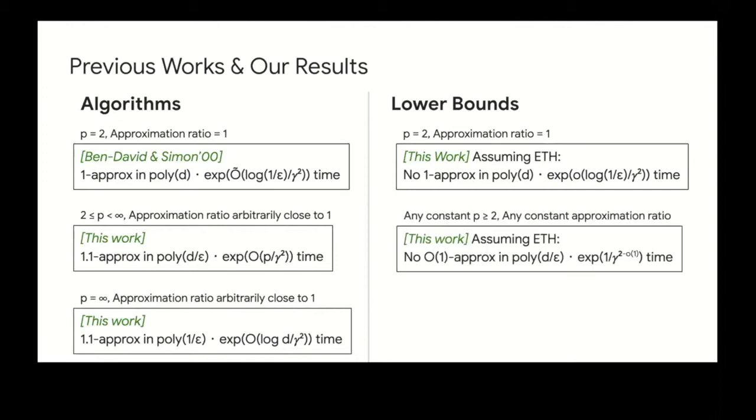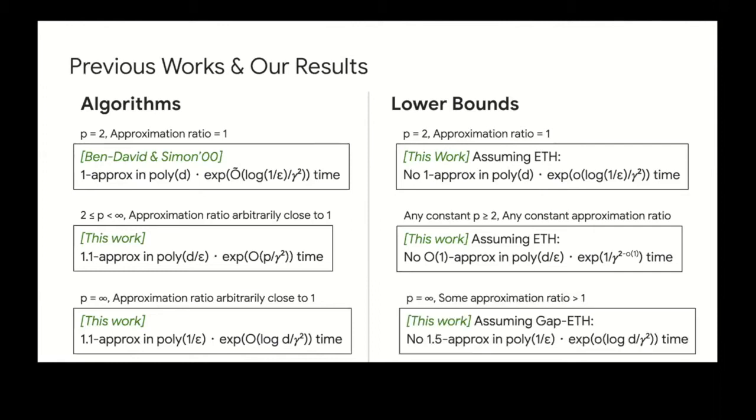In the second case, where P is a constant greater than or equal to 2, and we allow any constant approximation ratio, we show that this exponential in 1 over gamma square cannot be significantly sped up. So you cannot get exponential in 1 over gamma to the 1.99.